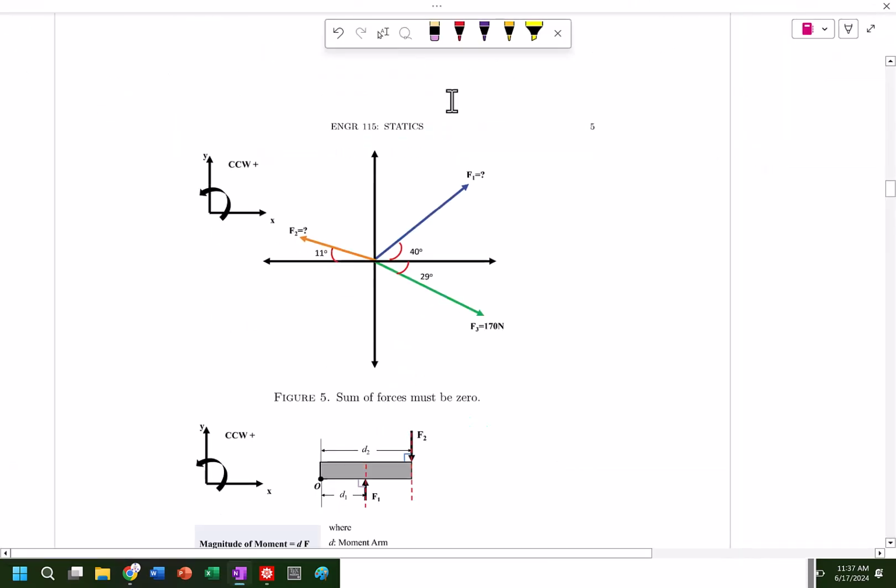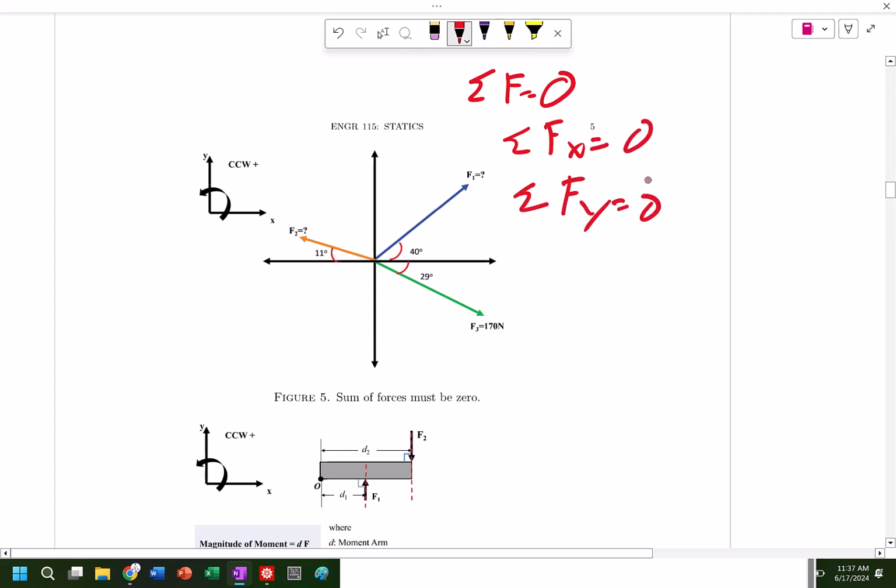Alright, everyone, we are back, and so we are going to solve this problem using our static equilibrium conditions: the sum of the forces must be equal to 0, and that means the sum of the forces in the x must be equal to 0, and the sum of the forces in the y must be equal to 0. So first step, we have our coordinate system, we have our sense of positive and negative x directions and all of those good things. So now we have to resolve the forces. We have these two fundamental equations.